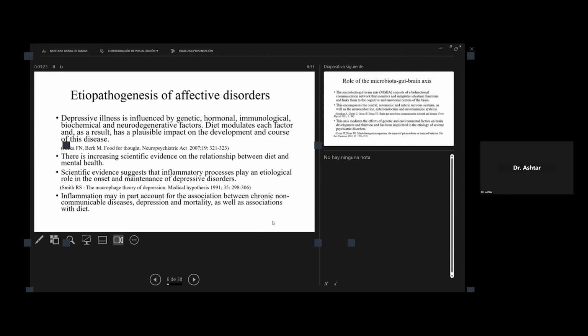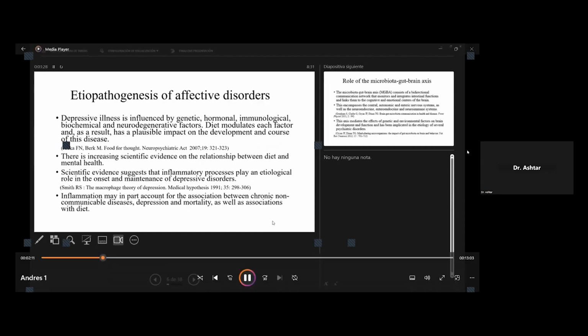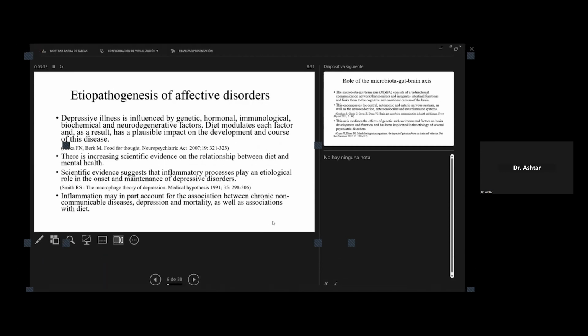Etiopathogenesis of affective disorders. Depressive illness is influenced by genetic, hormonal, immunological, biochemical, and neurodegenerative factors. Diet modulates each factor and as a result has a plausible impact on the development and course of this disease. There is increasing scientific evidence on the relationship between diet and mental health. Scientific evidence suggests that inflammatory processes play an etiological role in the onset and maintenance of depressive disorders. Inflammation may in part account for the association between chronic non-communicable diseases, depression, and mortality, as well as associations with diet.